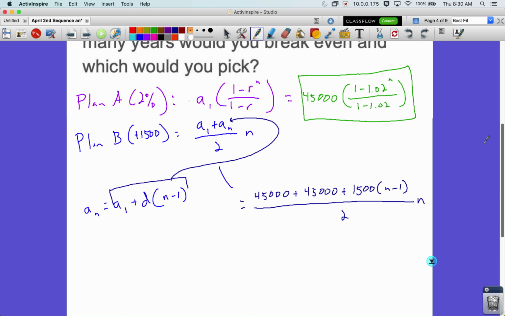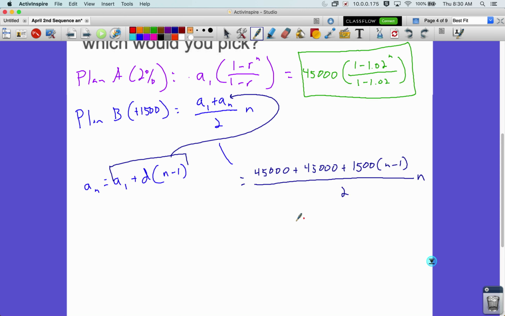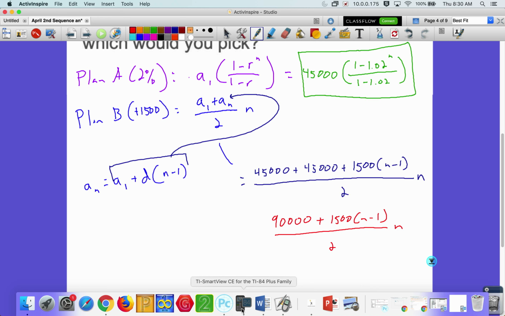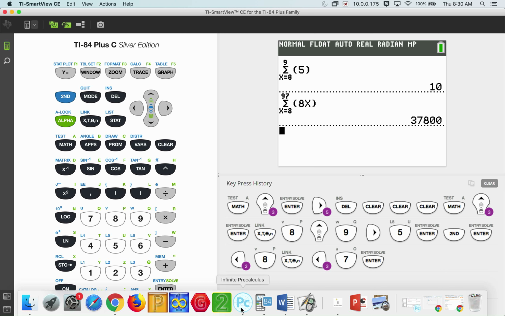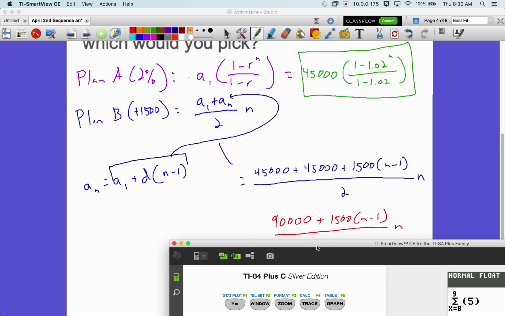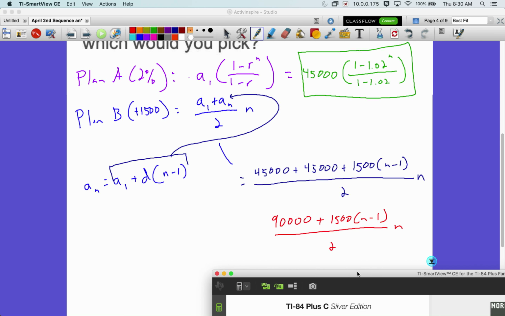Let's simplify that down a little bit. Keep doing that. And we get 90,000 plus 1500 times n minus 1, all over 2, times n. We could simplify more. We could distribute the n. I'm going to call it good there and get out my graphing calculator to figure out when these are going to be equal.